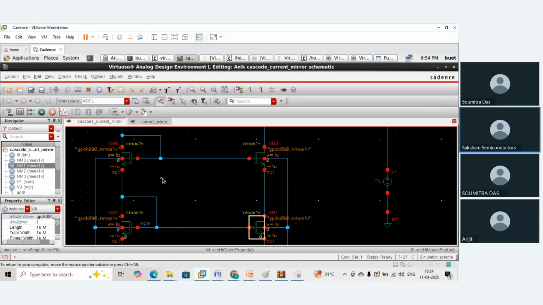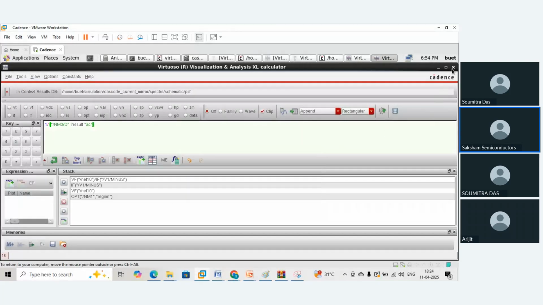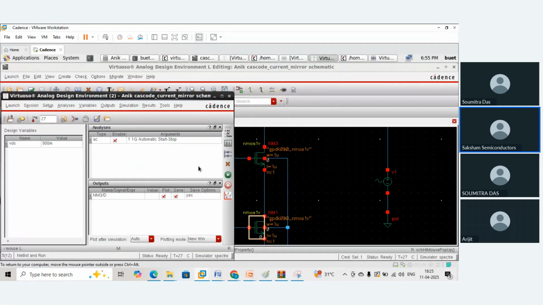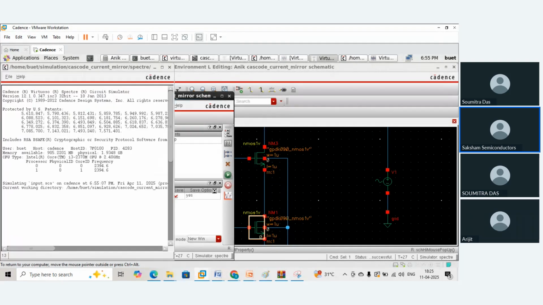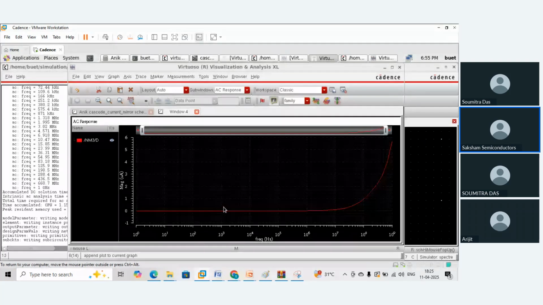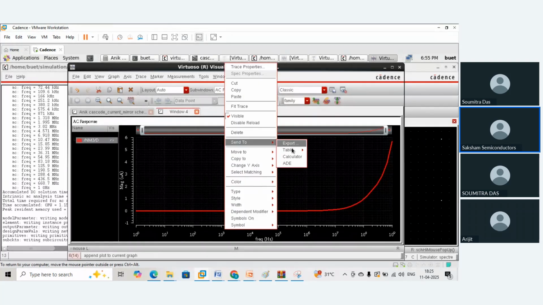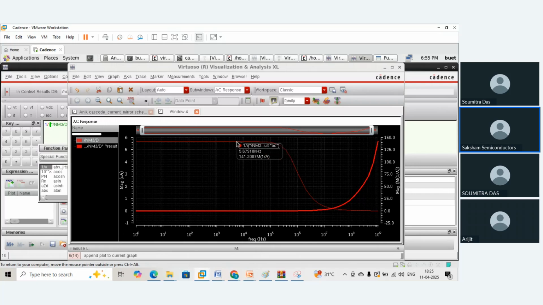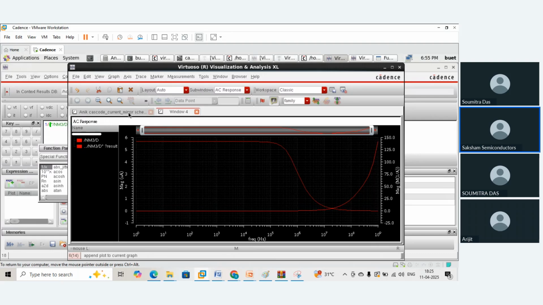And this reference current, let it be 10 micro only. That won't impact. We'll just close this. Yeah, so now everything is set. I'll run it one more time. I'll send it to the calculator, go to the function, take 1 over x, and let's see. Yeah, it has got a little bit of shifting.